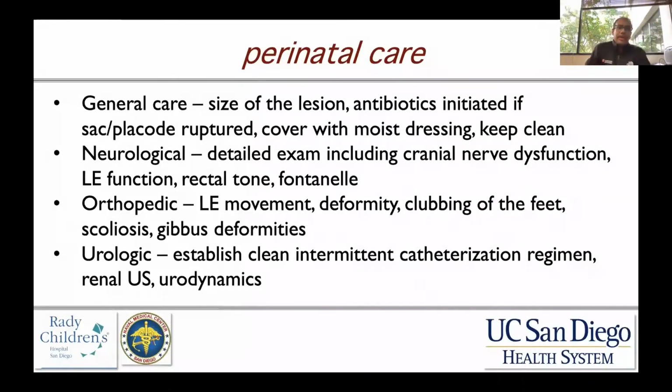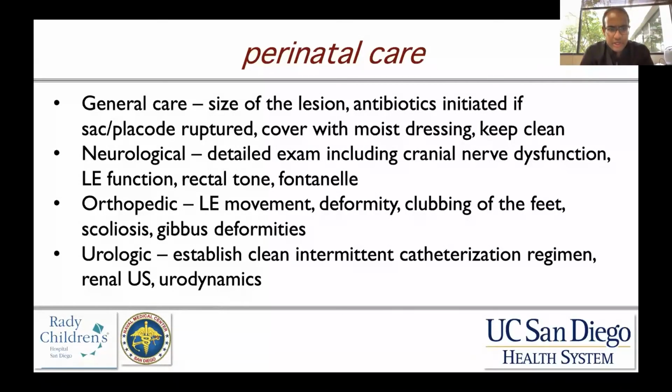So when we talk about perinatal care, things that we want to know are the size of the lesion, and how big is the defect? Is it 1 by 1, 2 by 2? If the child is born and the sac or the placode is ruptured, many centers will initiate antibiotics, though I think this may be a little more of a historic practice. You want to cover the area with a moist dressing, and you want to keep it as clean as possible until closure is performed. From a neurological standpoint, a detailed exam, including cranial nerve function, is really important.